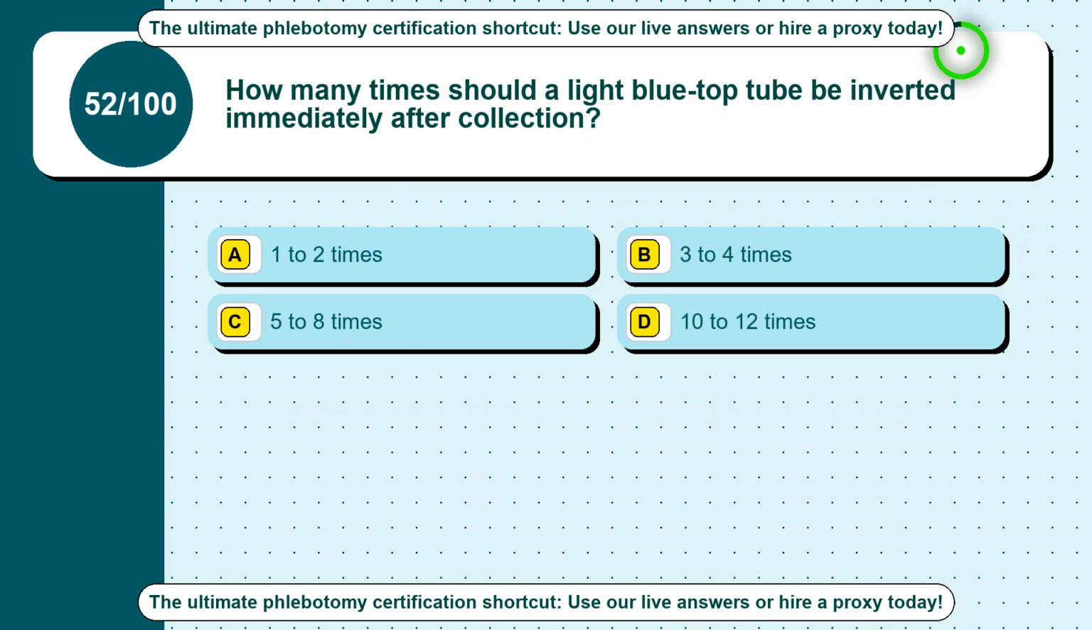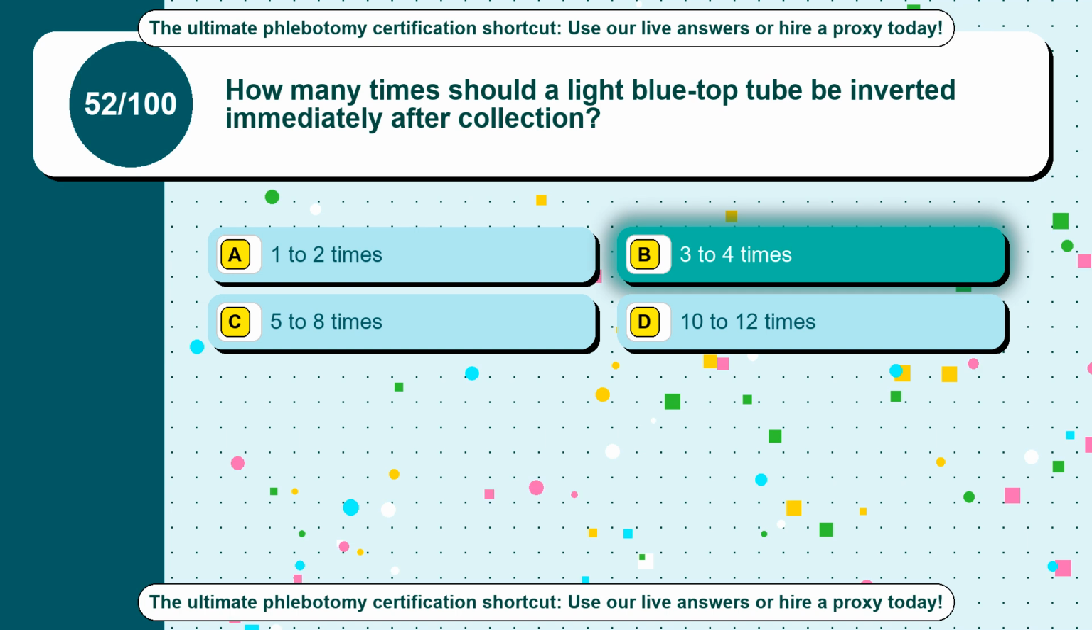Question 52. How many times should a light blue top tube be inverted immediately after collection? Option A. 1 to 2 times. Option B. 3 to 4 times. Option C. 5 to 8 times. Option D. 10 to 12 times.